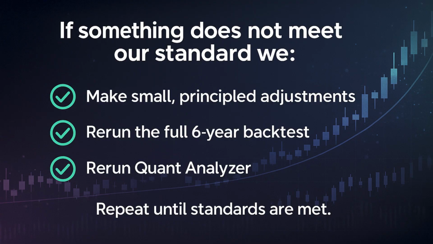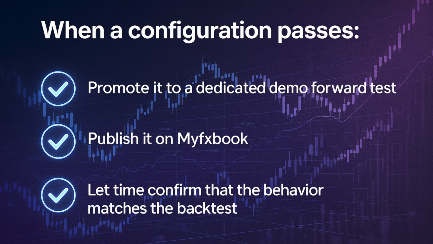We make small principled adjustments, not curve fitting, and rerun the full 6-year test, up to 10 years. We repeat this process until the drawdown, profit factor, Sharpe ratio, recovery, and Quant Analyzer diagnostics all meet our standards. When a configuration does pass, we promote it to a dedicated demo forward test that we manage. We create a separate account for this pair and version. We publish it on the company Myfxbook account and let time confirm that the behavior matches the backtest.